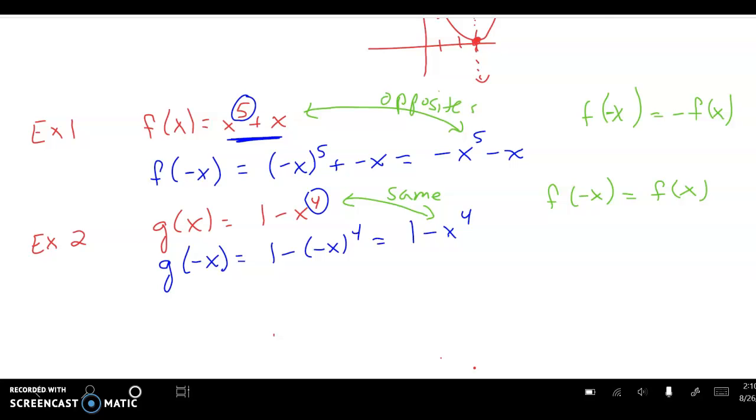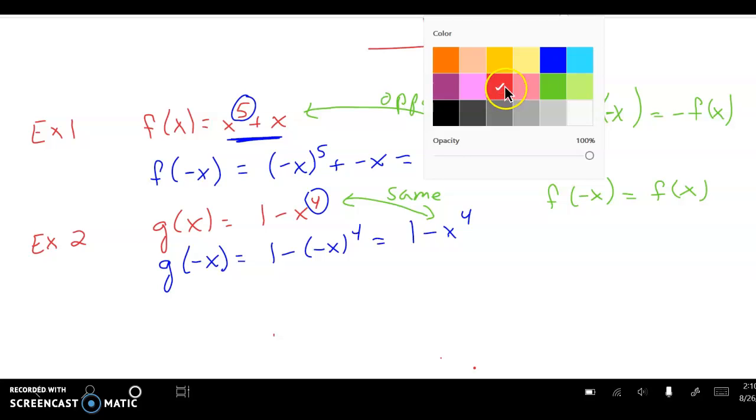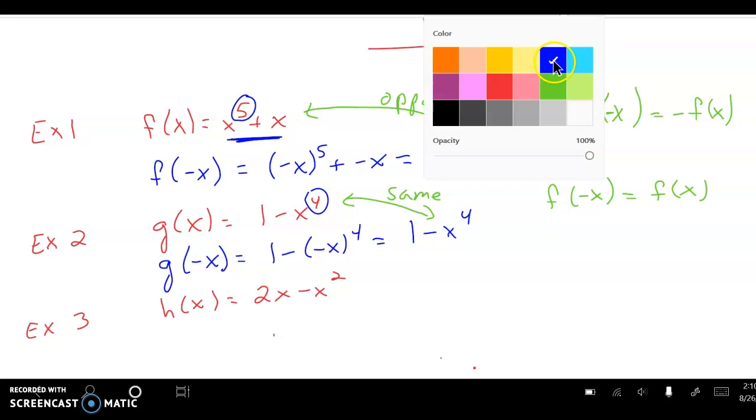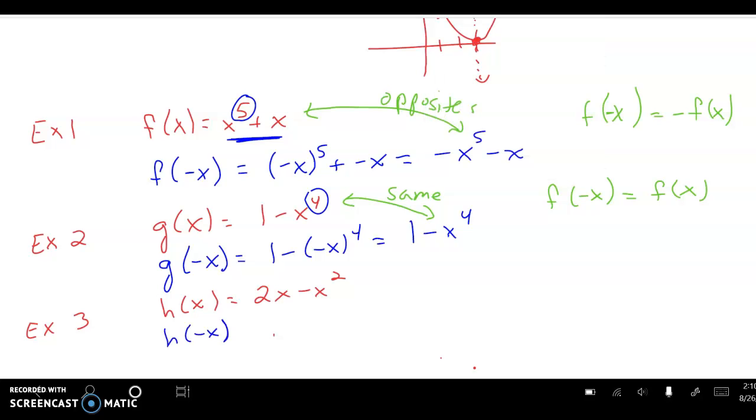Third example to show you all points. h of x equals 2x minus x squared. Again, take negative x and plug it in. Be careful with your algebra. Order of operations is very important here. Negative 2x, I don't do the negative negative. I have to do inside parentheses. A negative squared is a positive. So I actually get x squared.